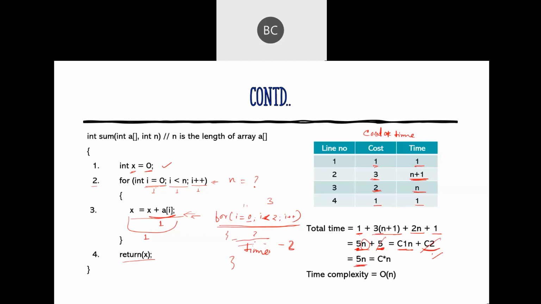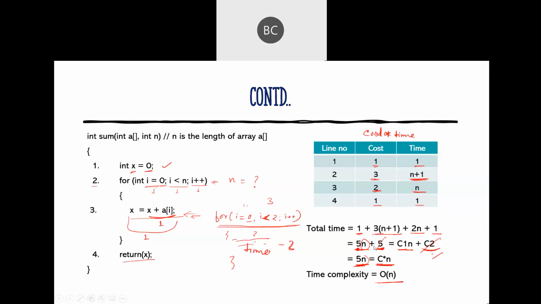Again, the same thing: in 5n, you can replace 5 with any value, 10, 20, 100, doesn't matter. All we care about is the n. So you can represent this term with Cn. So the time complexity of this piece of code is O(n), which is linear time.